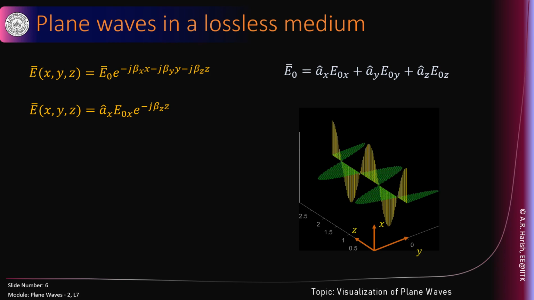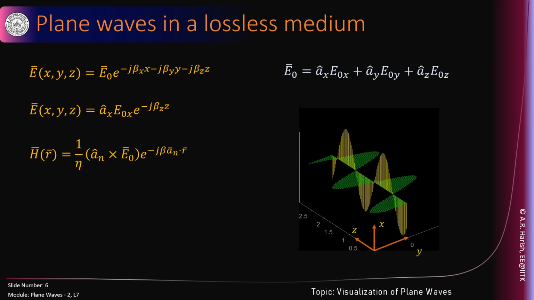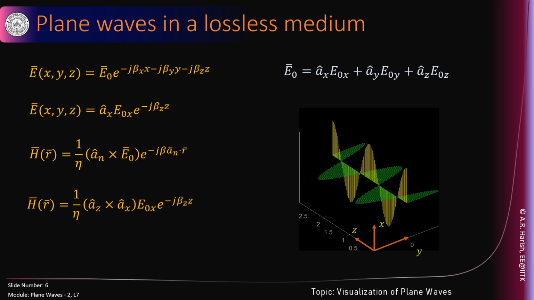How do we get that? It's straightforward. You write an equation for the H field: 1 upon eta, an cap cross E naught e to the power of minus j beta an dot r. Why is it this way? We have derived this result. We know that an cap is the unit vector in the direction of propagation. In this case, it is az cap, and E naught is ax cap. Therefore, we have to evaluate az cross ax, which will be ay, of course. And therefore, the H field is y directed.